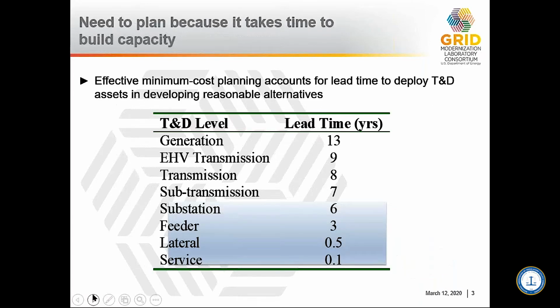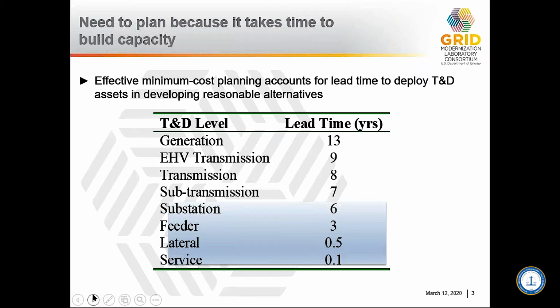So why do we plan? Well, we plan because it takes time to prepare and build facilities. For generation, to build a generation plant, the lead time is typically 13 to 15 years before the plant can go in service. If you move down the system towards extra voltage transmission, sub-transmission, it takes less time. But even at the distribution level, it takes several years to put a substation in place. It takes 3 years to put a feeder in place.